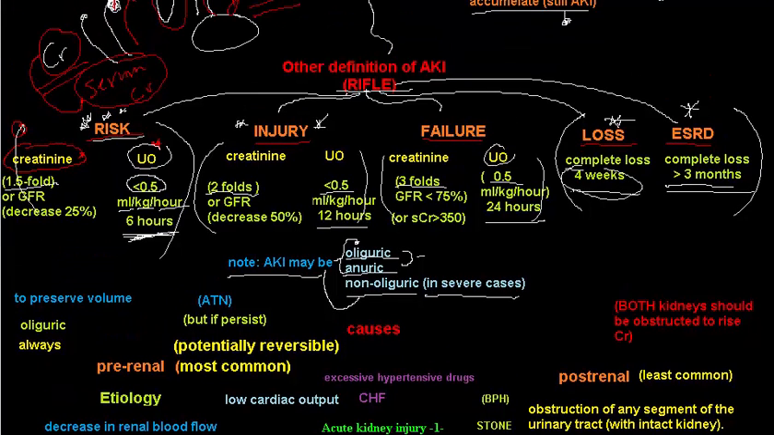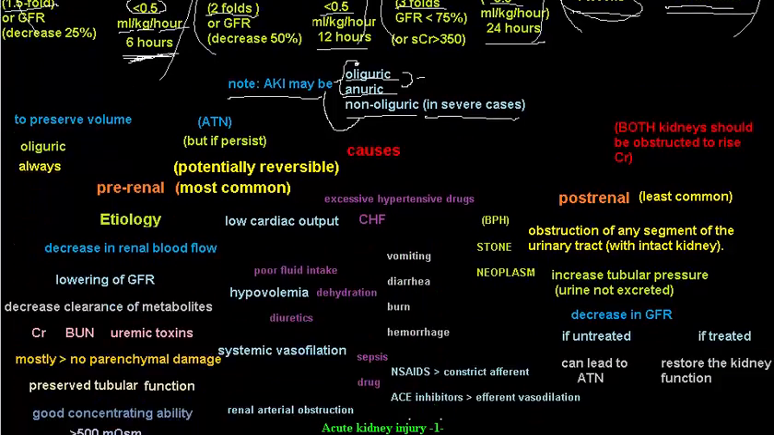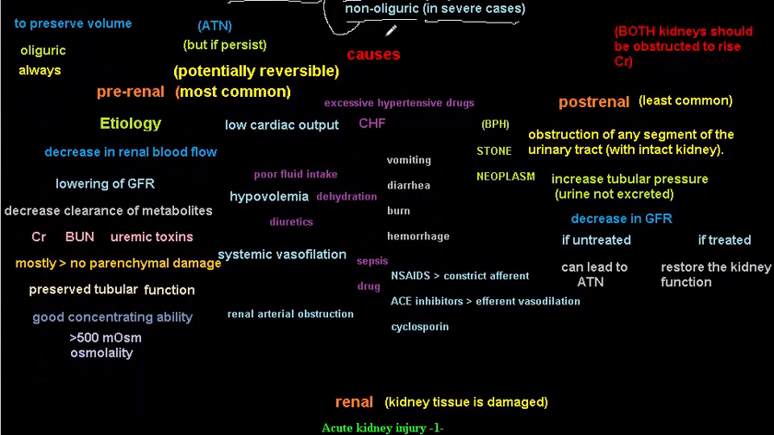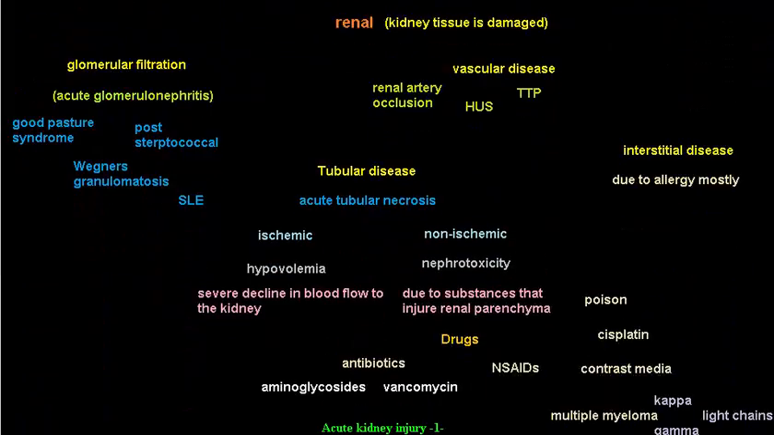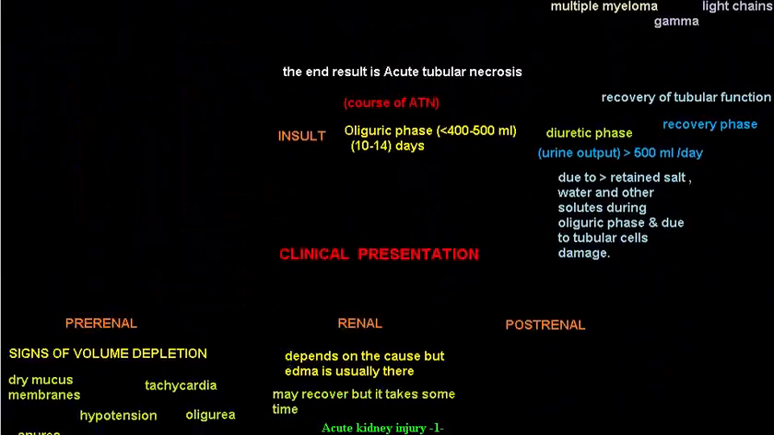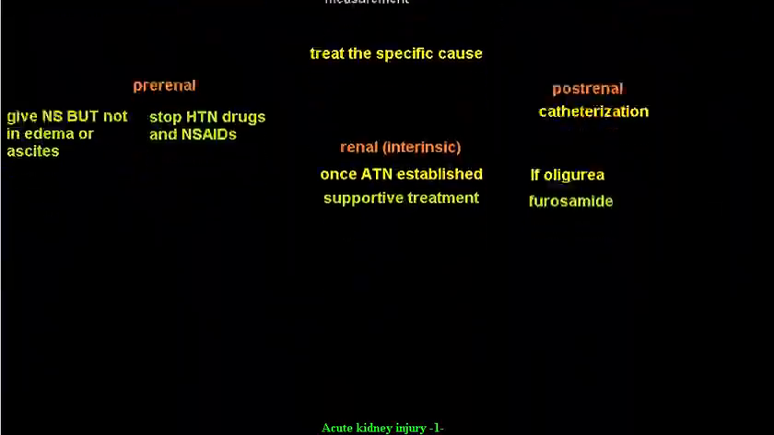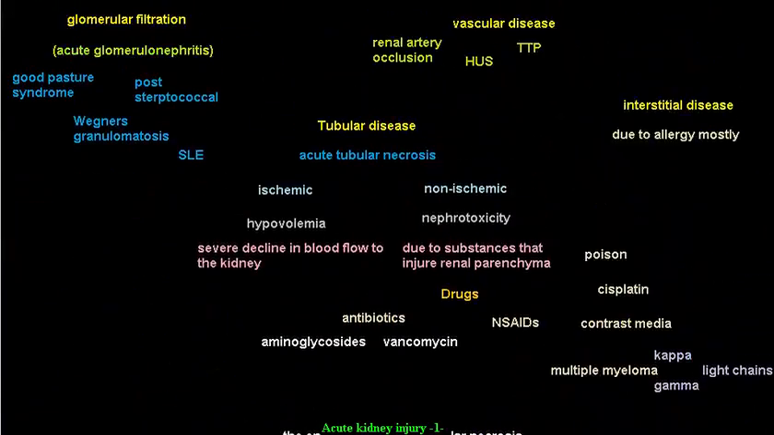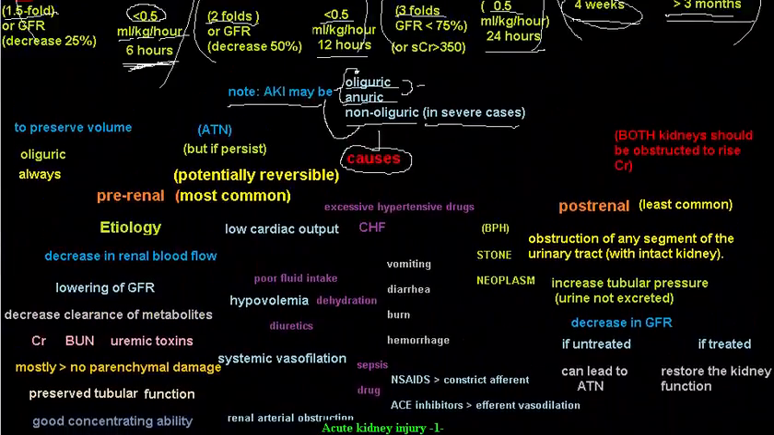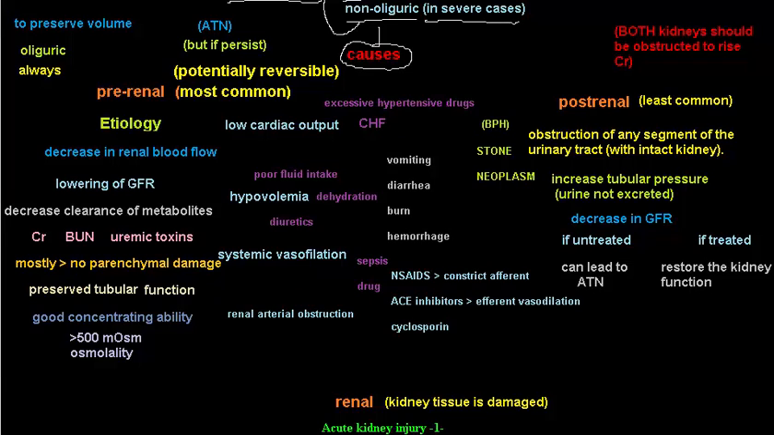So I talked about the definition of the acute kidney injury, the RIFLE criteria. Now I'm going to move to the causes of the acute kidney injury, and after the causes I'm going to move over the clinical presentation, the lab findings, the complications, and the treatment of the acute kidney injury. So let's start with the causes of the acute kidney injury in the subsequent video, in part 2 of this series.